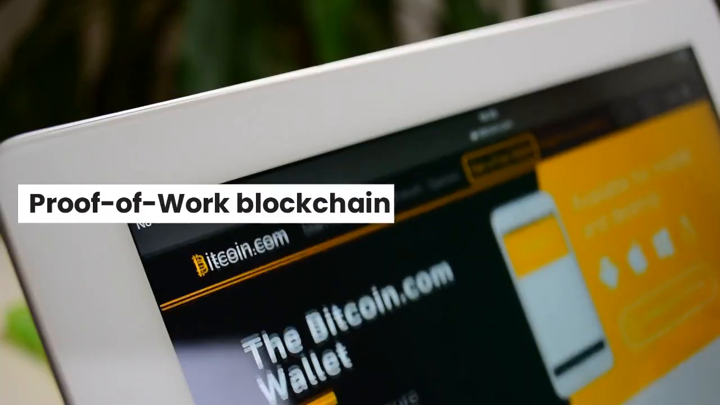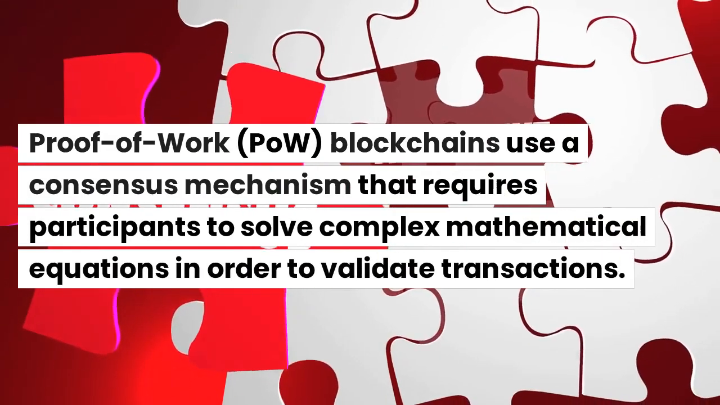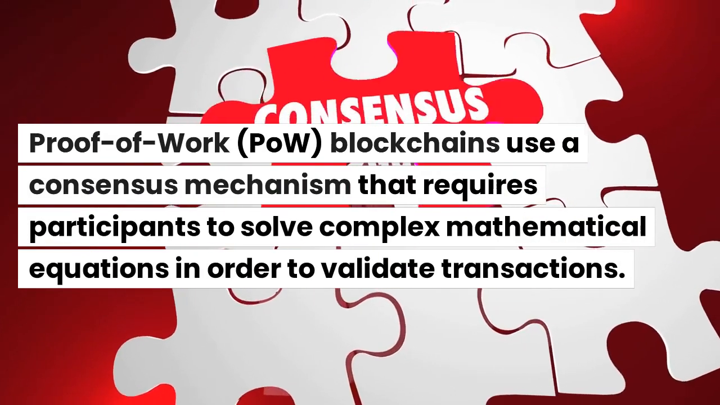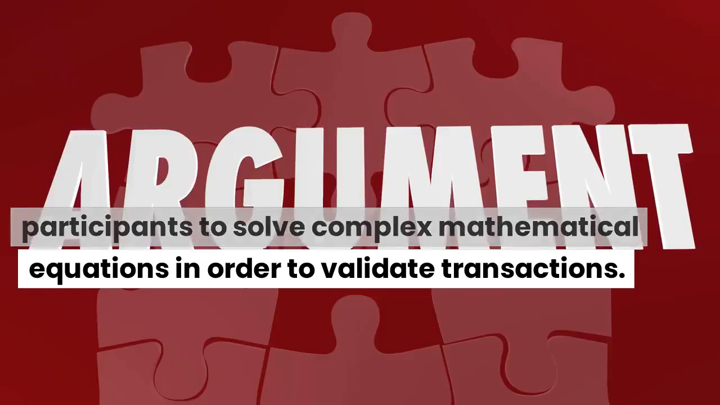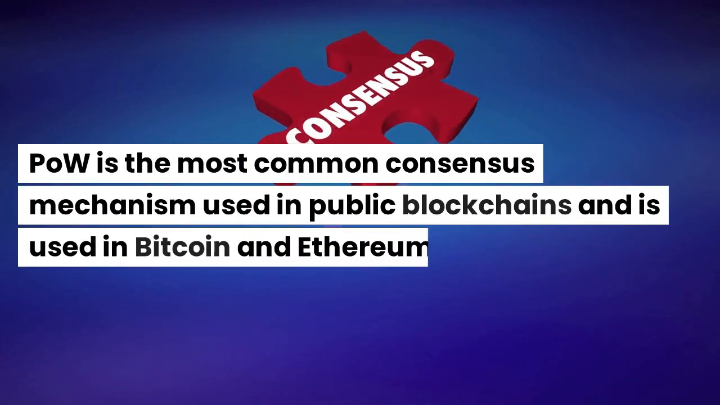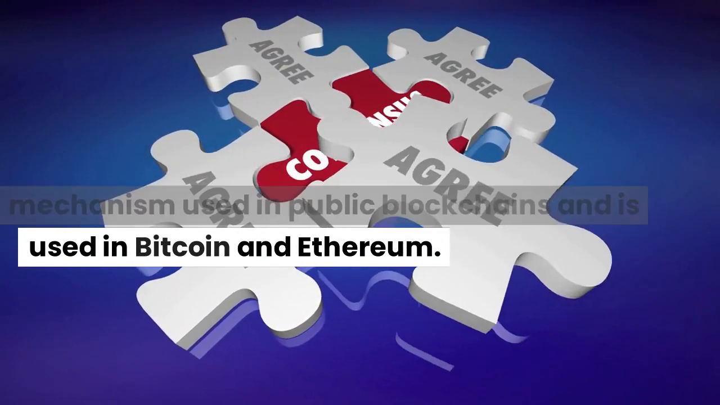Proof of work blockchain. Proof of work (POW) blockchains use a consensus mechanism that requires participants to solve complex mathematical equations in order to validate transactions. POW is the most common consensus mechanism used in public blockchains and is used in Bitcoin and Ethereum.